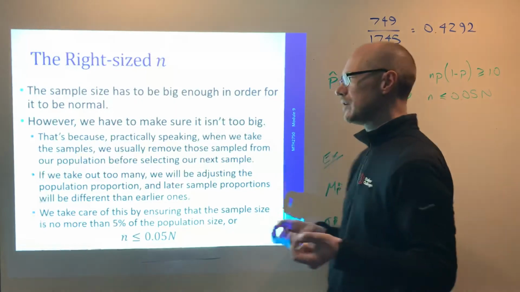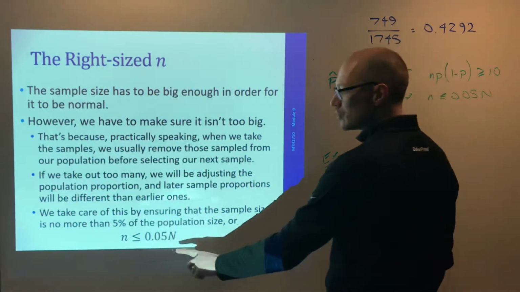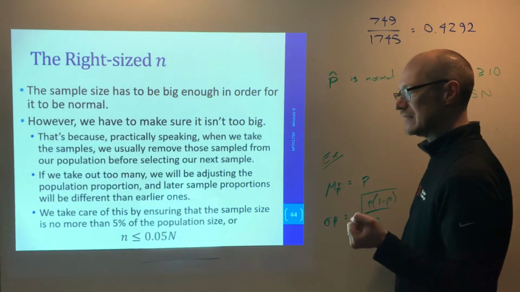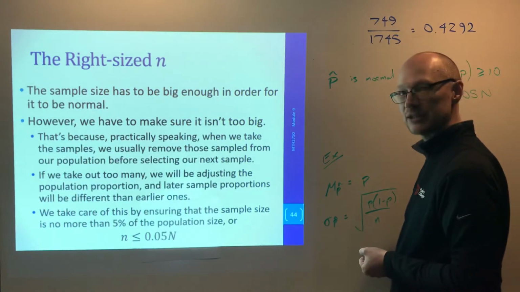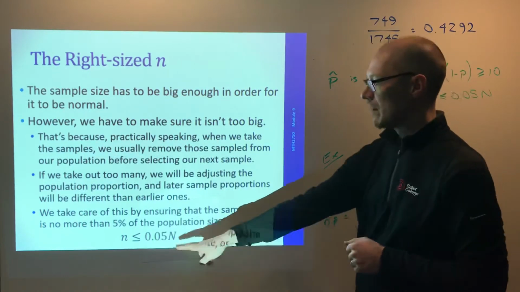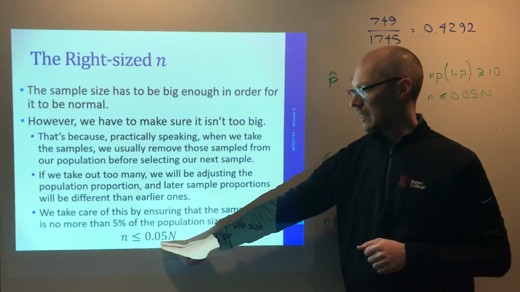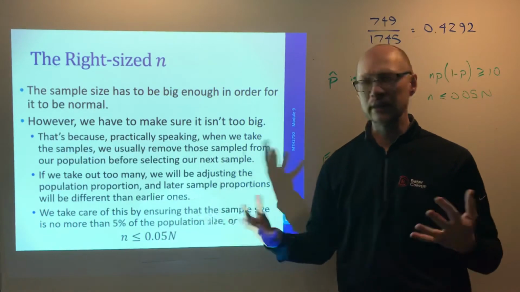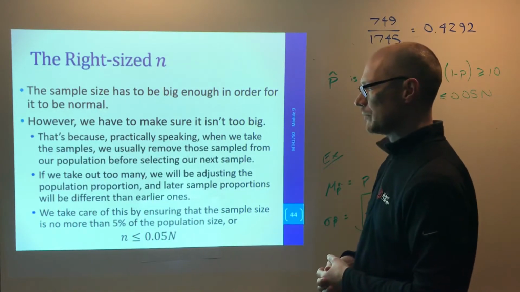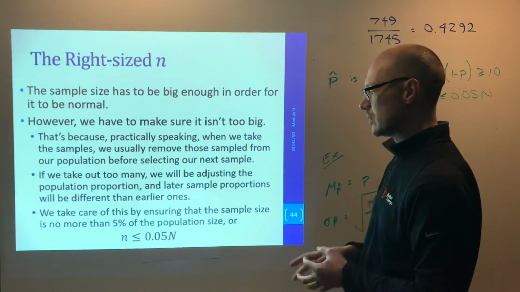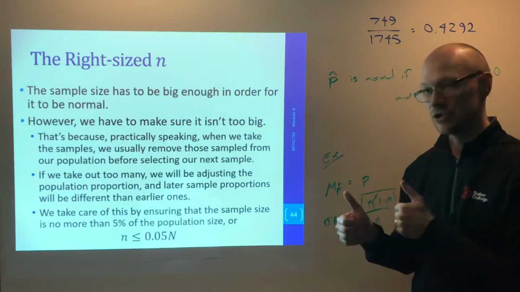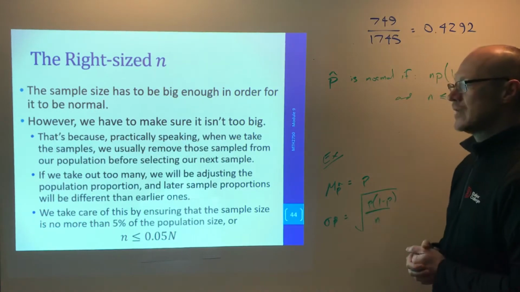So what the people in the big gray building decided is that as long as your total number of people is going to be less than 5% of the population, you're fine. I've seen this number as high as 10%. I think I've seen it lower than that as well. I guess it depends on what floor of the big gray building you're asking. But as long as you make sure your sample size is not more than 5% of the population size, you're going to be just fine.